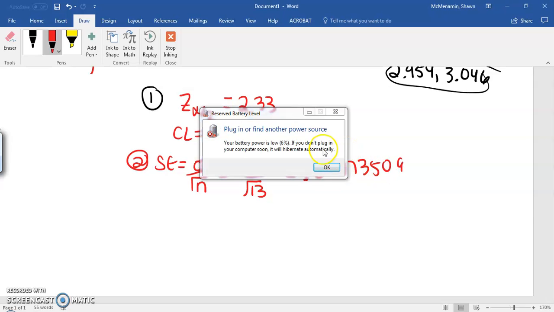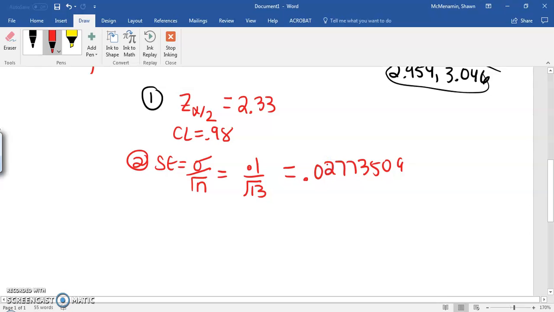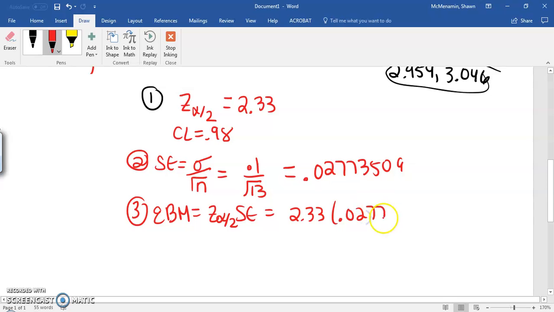And when you plug that into your calculator, it's the same as before, 0.0277350098. And then step 3 is to do your error bound for the mean, EBM, which is your Z alpha divided by 2 times your standard error, which is basically 2.33 times 0.02773509. So I multiply that in my calculator and I get 0.0646. So that is your EBM.